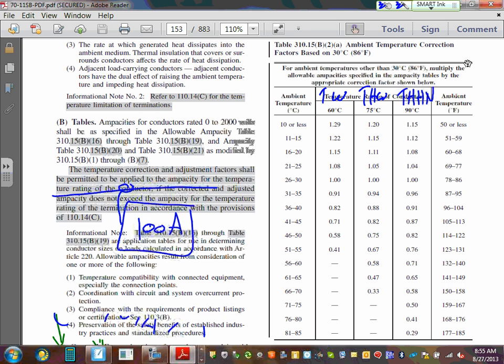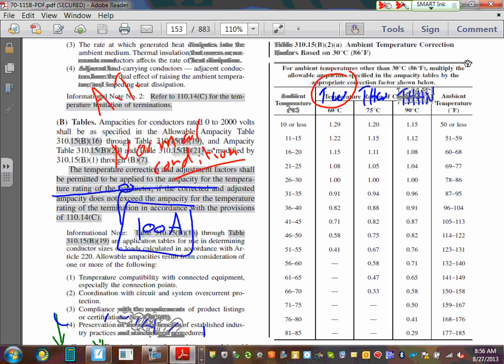If this conductor is under normal operating condition, what's a normal condition? Normal condition, no derating. If this conductor is carrying 100 amp under normal condition, and you decide to use an insulation at 60 degree, let's just say an ambient temperature, a ridiculous one. Let's say Minnesota.